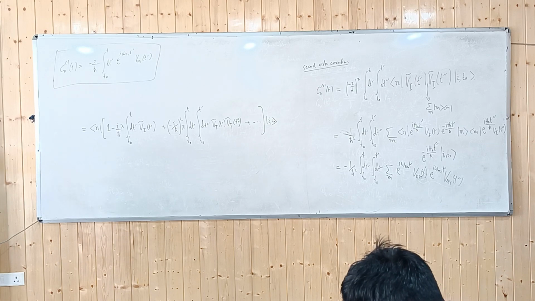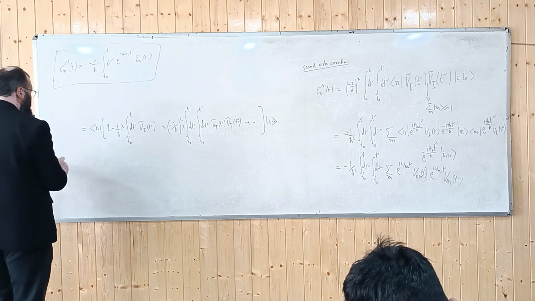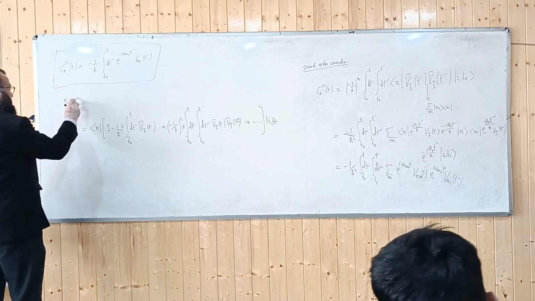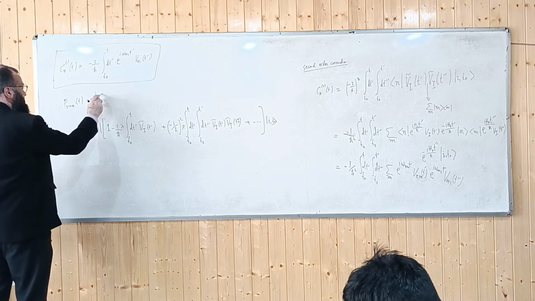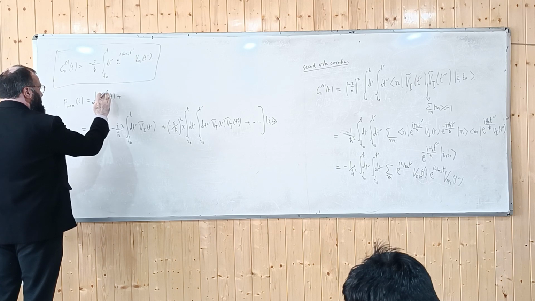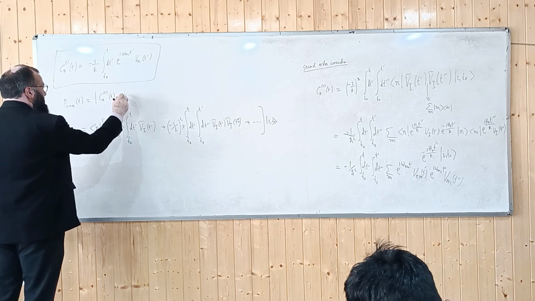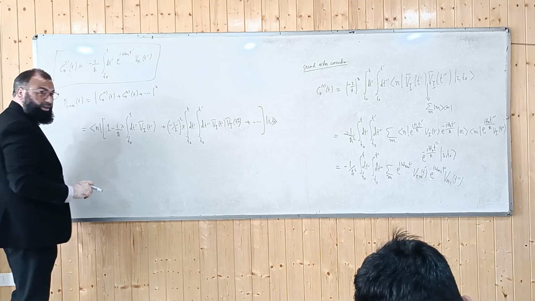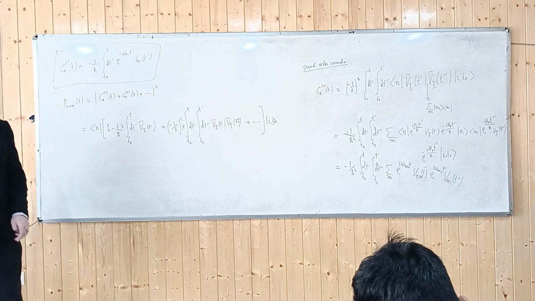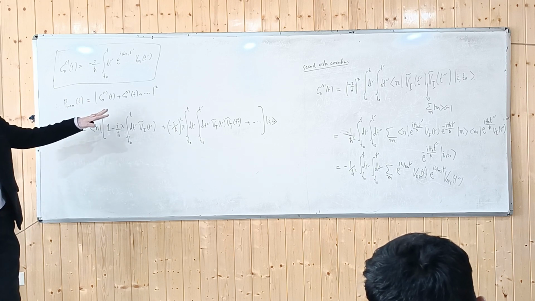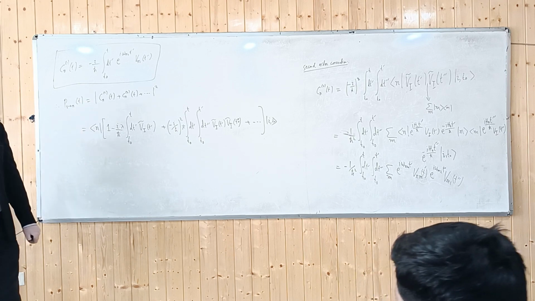Okay, so what is the transition probability I can write now? I can write this transition probability from state i to, let's say, n. It can simply be equal to the modulus squared of C_n^(0) plus C_n^(1) plus C_n^(2). Got it? Only these factors contain time dependence.